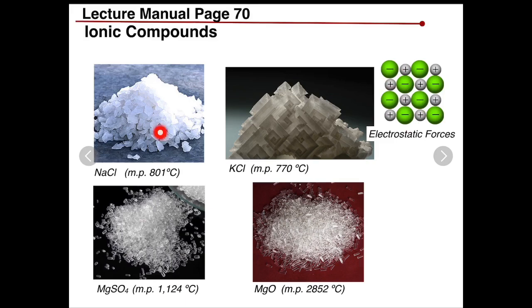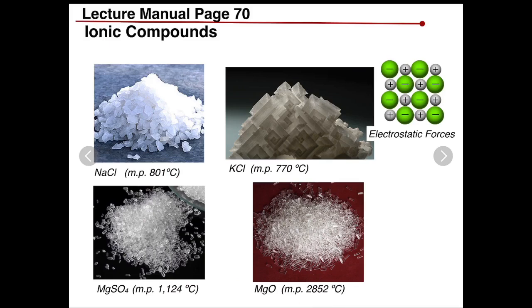In order to make these melt, it's going to require a high temperature to separate the charges away from each other. Because positive and negative attract each other, to separate them is going to require a lot of energy. So that's why you will see the melting points are really high.